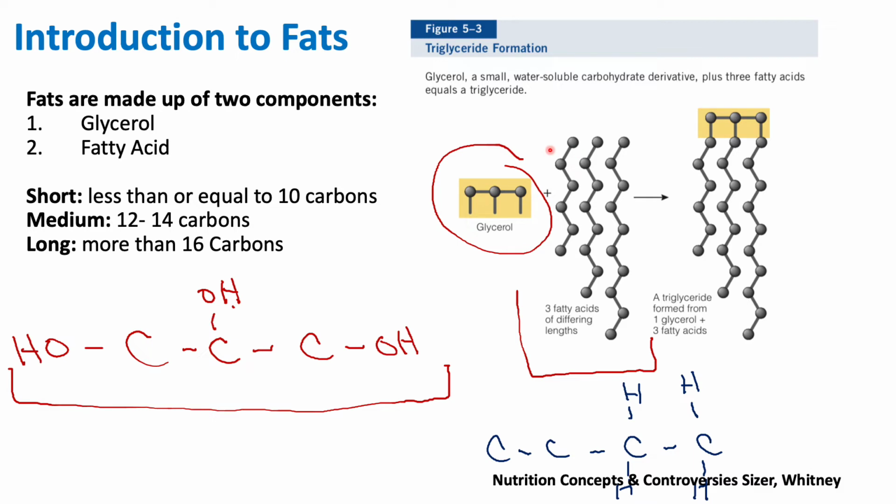Now, fatty acids that are less than 10 carbons, so if they have less than 10 carbons in their chain, they are known as short fats. A medium fat would be 12 to 14 carbons, and a long fat would consist of more than 16 carbons in the backbone.